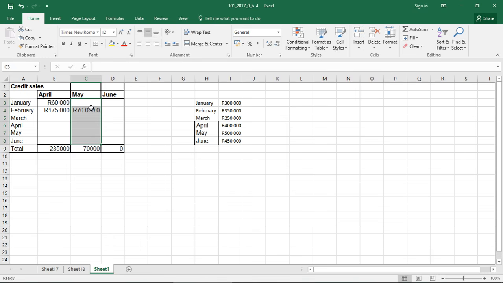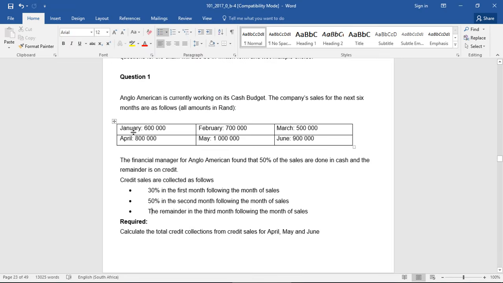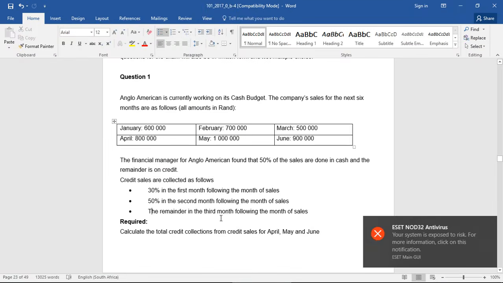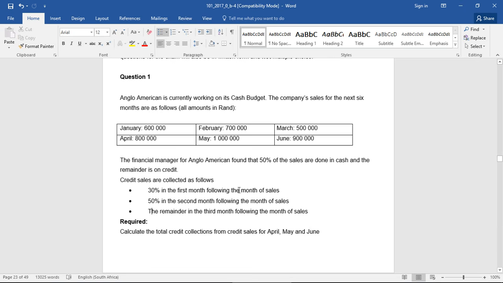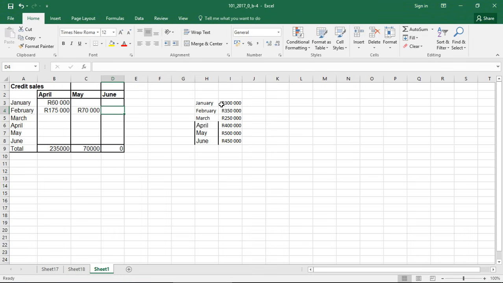Okay, it does not remove the decimals. Okay, and then we're done with February. So we know nothing else in February will be collected in June, because the remainder was collected already. Now for March, 30% in the first month following the month of sale. So that means 30% of March will be collected in April.